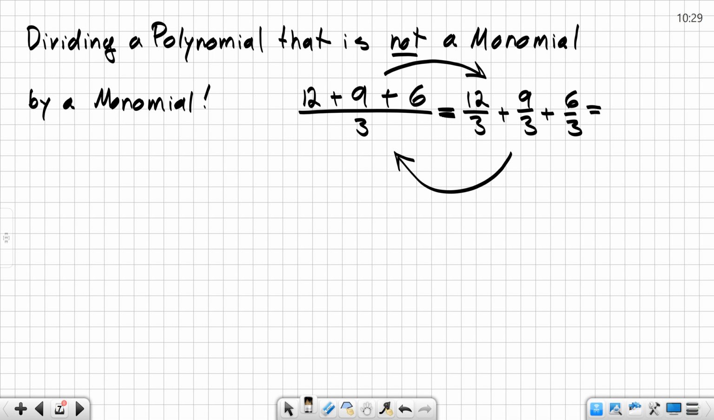And you see why this is fairly handy in this case, because 12 divided by 3 is just 4, plus 9 divided by 3, that would be 3, plus 6 divided by 3, that is 2. At that moment what I would get is 4 plus 3 plus 2. Let's see, that would be 6 plus 3, that would be 9. This is the same thing that we are going to be doing with our polynomials that I will divide by monomials.